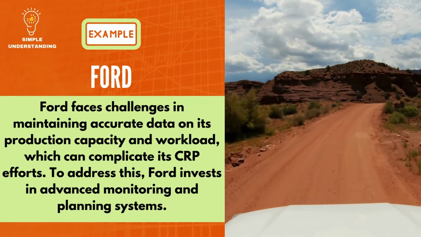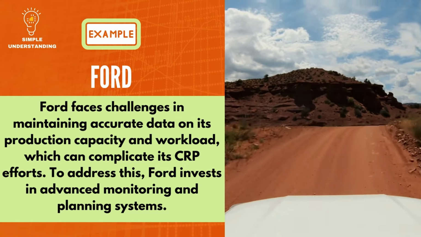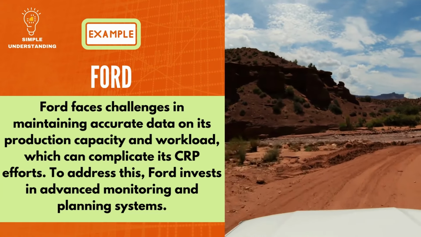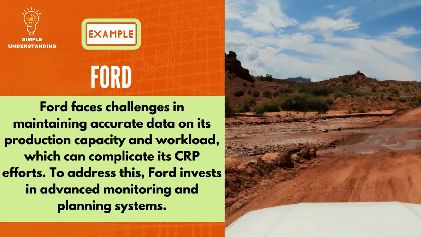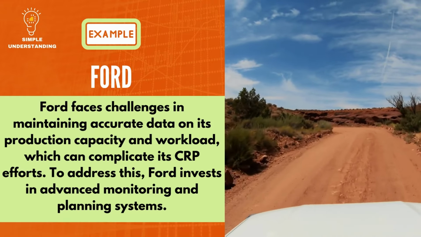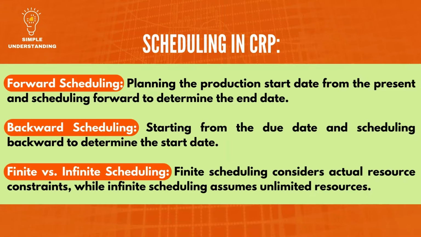Example: Ford. Ford faces challenges in maintaining accurate data on its production capacity and workload, which can complicate its CRP efforts. To address this, Ford invests in advanced monitoring and planning systems. 5. Scheduling in CRP. A. Forward scheduling. Planning the production start date from the present and scheduling forward to determine the end date. B. Backward scheduling. Starting from the due date and scheduling backward to determine the start date.